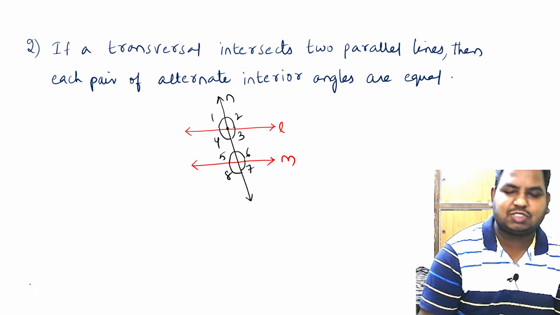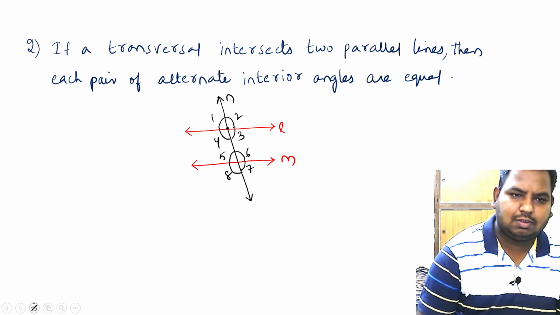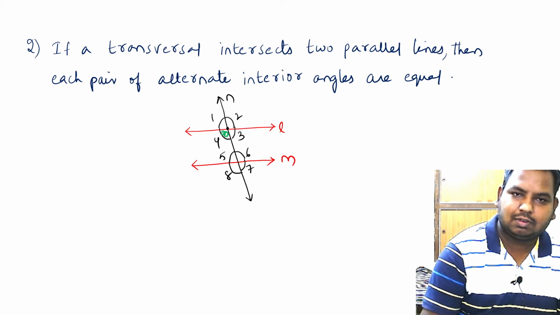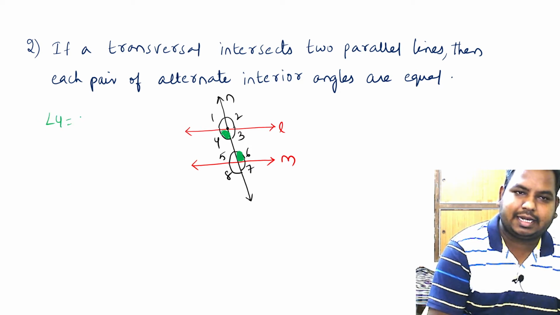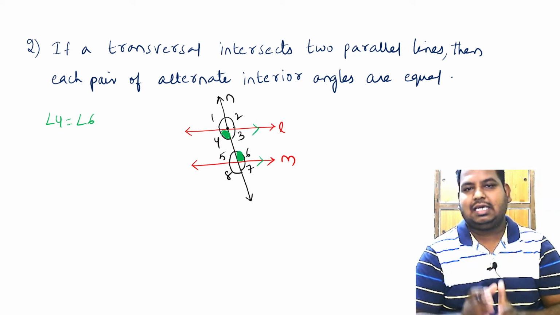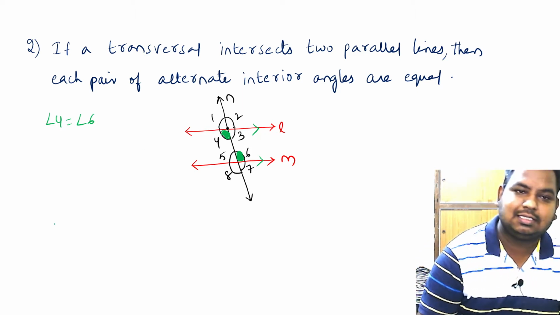So can I know the first pair of alternate interior angles? Here angle 4 is equal to angle 6. Are you getting me? If the lines are parallel, then the alternate interior angles will be equal. So angle 4 is equal to angle 6.